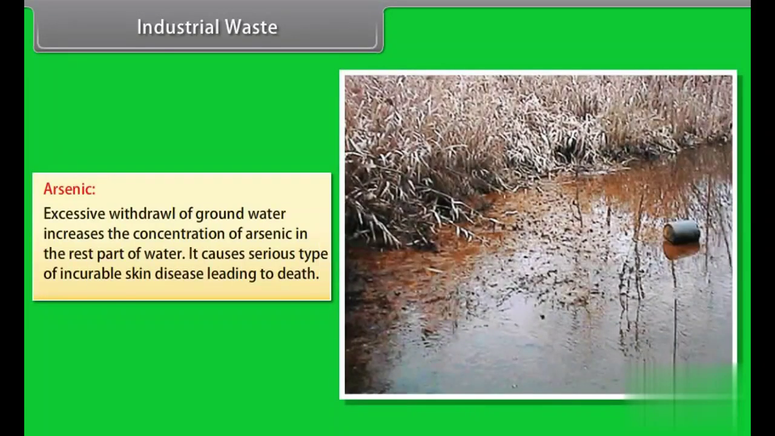Arsenic. Excessive withdrawal of groundwater increases the concentration of arsenic in the rest part of water. It causes serious type of incurable skin disease leading to death. Cadmium and lead. Industrial waste.